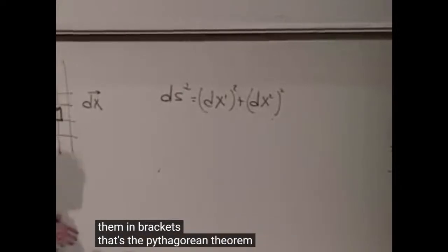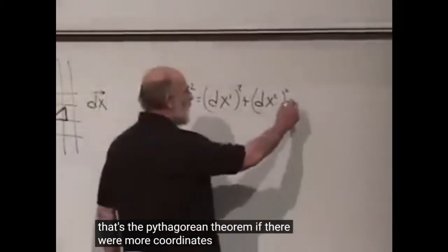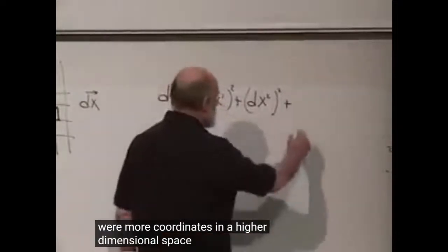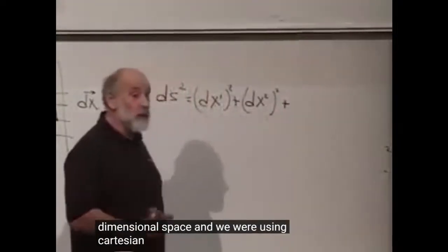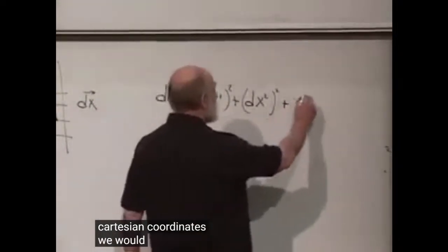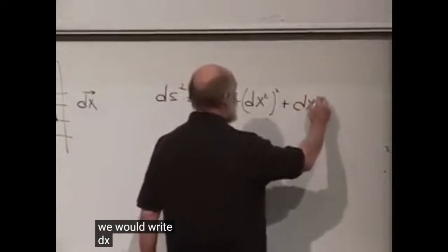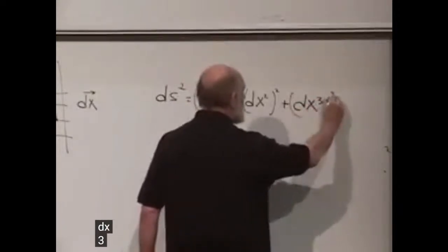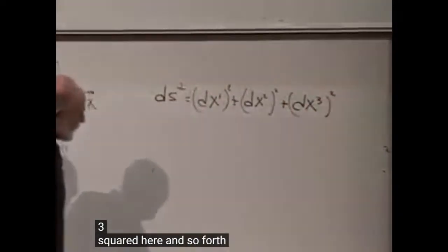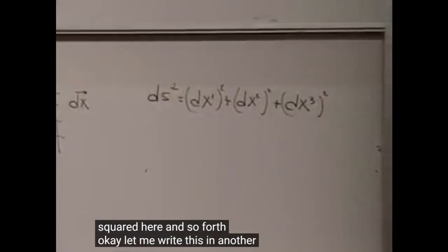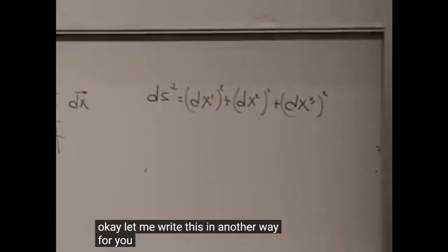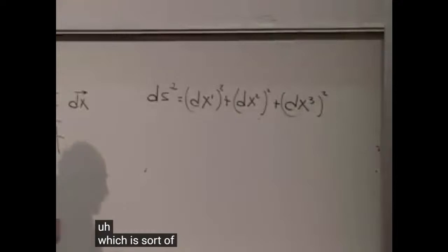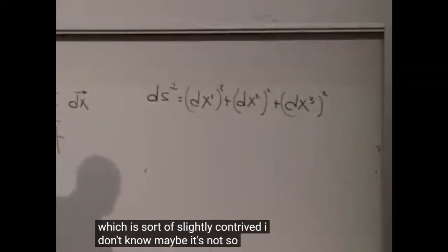That's the Pythagorean theorem. If there were more coordinates in a higher dimensional space, and we were using Cartesian coordinates, we would write (dx3) squared here and so forth. Okay, let me write this in another way for you, which is sort of slightly contrived. I don't know, maybe it's not so contrived.